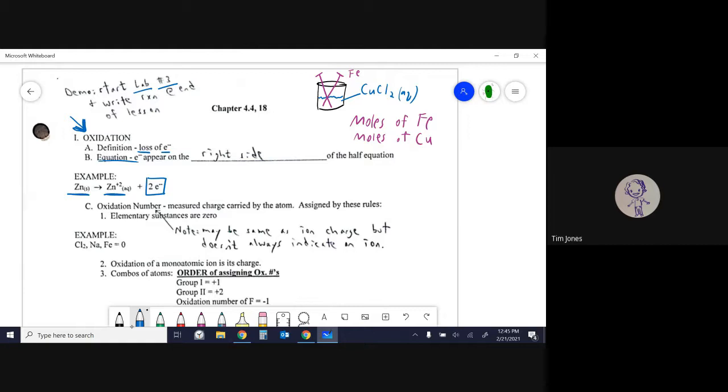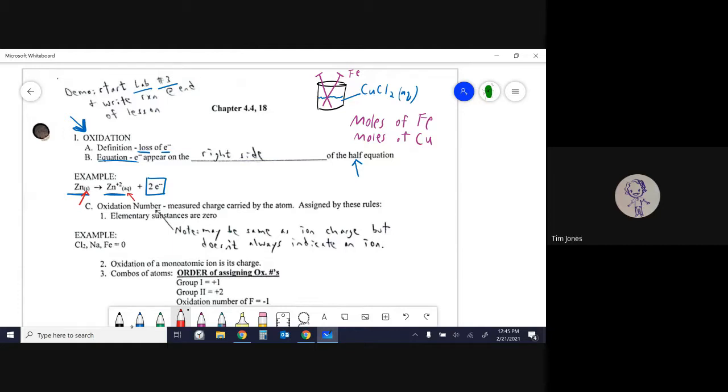Now, let me talk about a half equation. A half equation suggests that there's another half, and there is another half. It is the half that is gaining the electrons, and we're not looking at that right now. We're just looking at who is losing. You might also notice the state change. Zinc neutral is a solid, where zinc +2 is typically aqueous, and that's something you'll see a lot of.